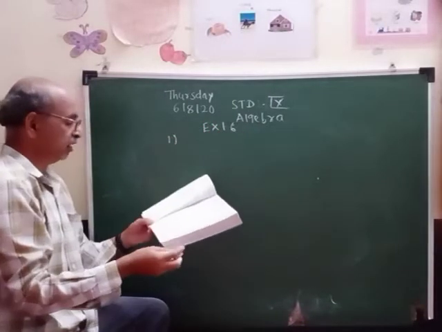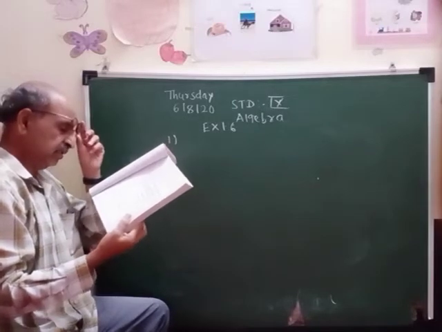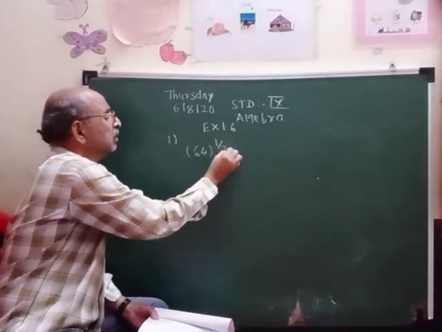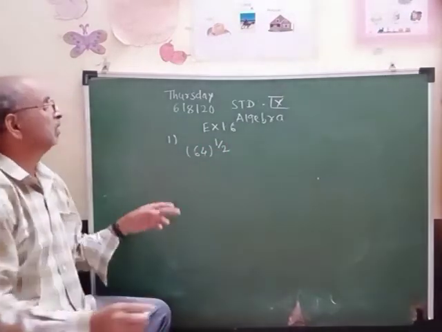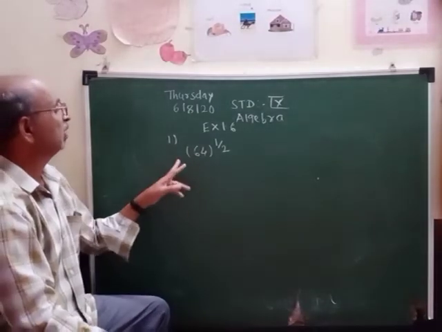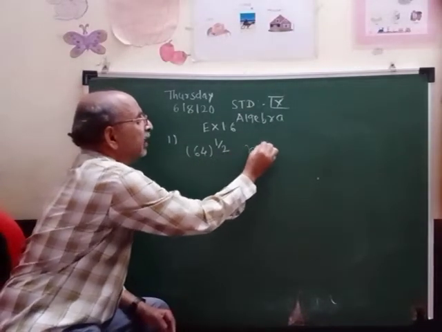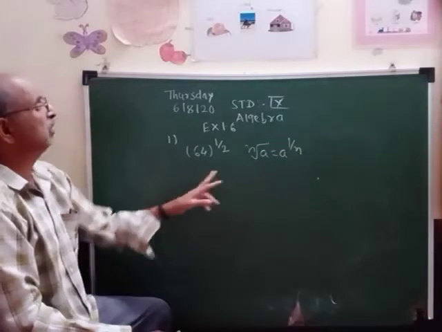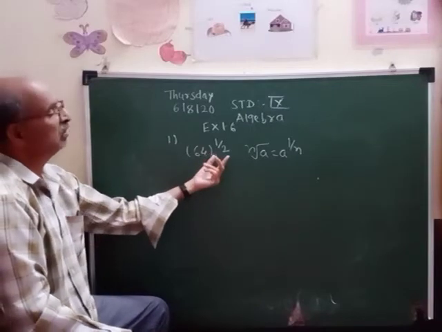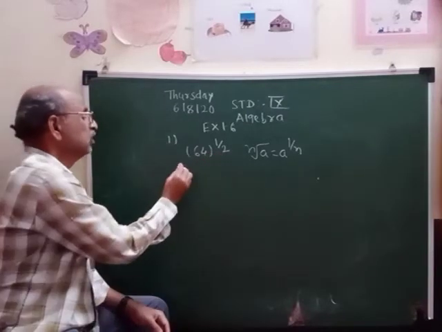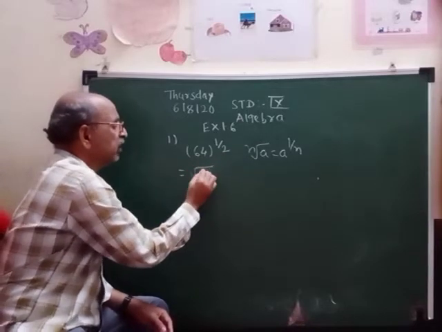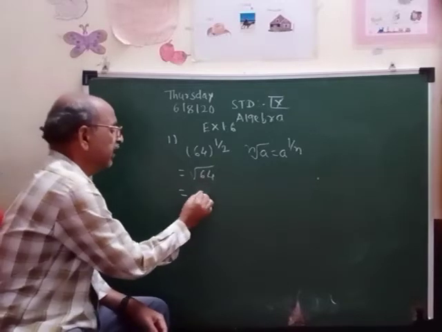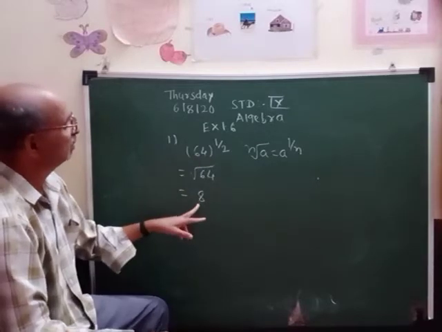First example, we have to simplify 64 raised to 1 half. Now this we have to solve. We have studied the rule that the nth root of a is equal to a raised to 1 upon n. Now this we have to use. So 1 half means square root. Instead of 2 we can write root 64. And you know the square root of 64 is 8. So 64 raised to 1 half is nothing but 8.